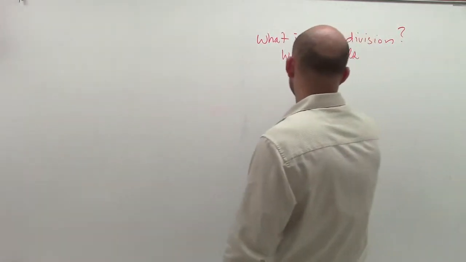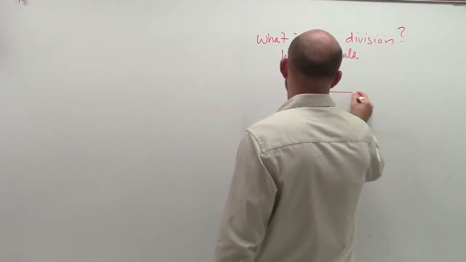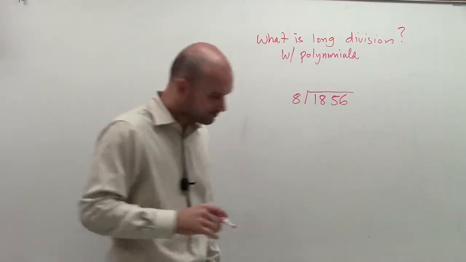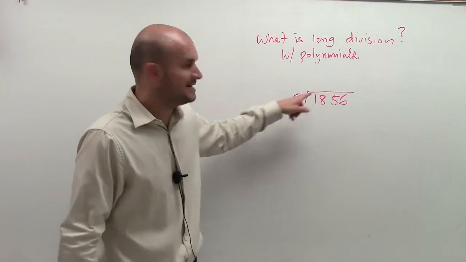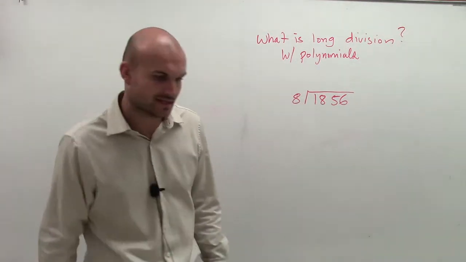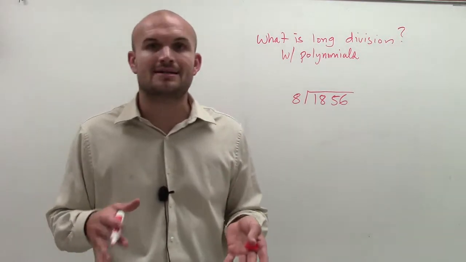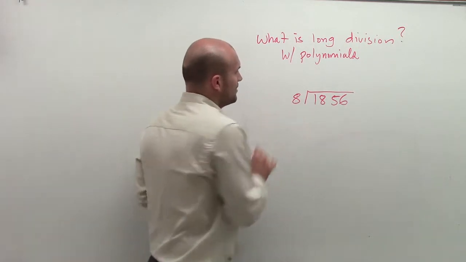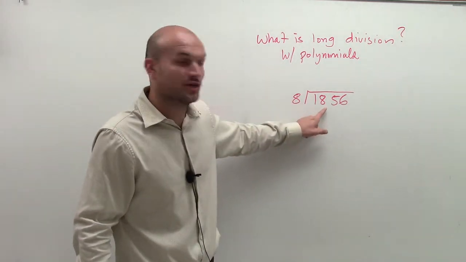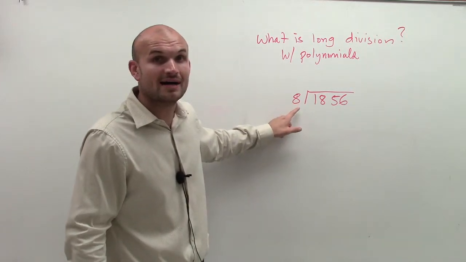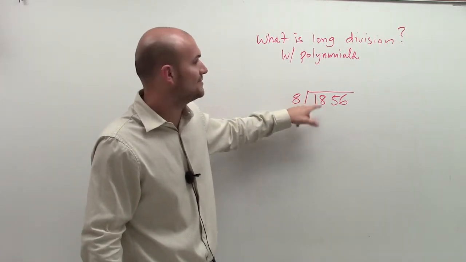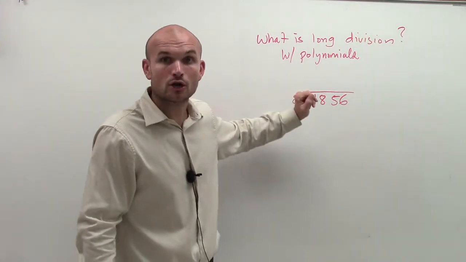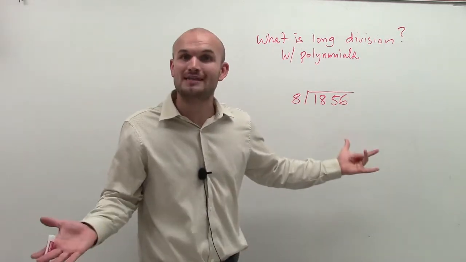So let's take a look at 8 divided into 1,856. We're going to ask, does 8 divide into 1,856? Now, remember that we have certain names for these, and I'm going to be using them a while, so it's important for us to understand them. The number that we're dividing into is called our dividend. The number we're using to divide is our divisor. Our answer is going to be our quotient. And if there's anything extra, we call that the remainder.